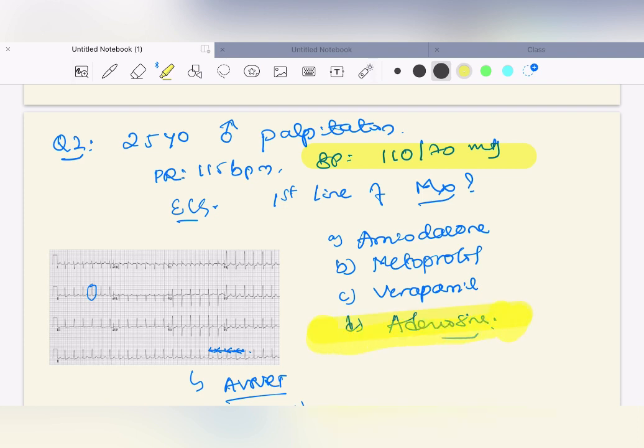Before giving adenosine, we have to rule out any contraindications. What are the contraindications for adenosine? The absolute contraindication is allergy to adenosine. If the patient is bronchospastic, a known case of asthma, we should avoid giving adenosine. And if the patient is hypotensive or has features of congestive heart failure, we should not give adenosine.